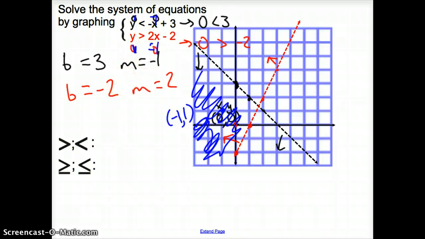And just to refresh, if we have a greater than sign or a less than sign, we will have a dotted line. And if we have a greater than or equal to sign or a less than or equal to sign, we will have a solid line.